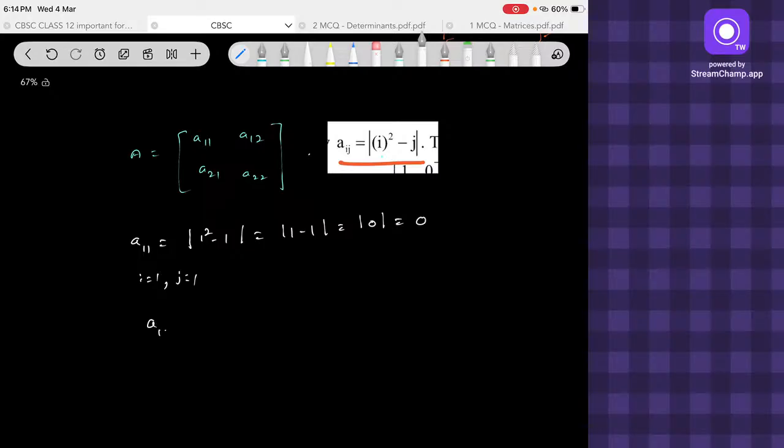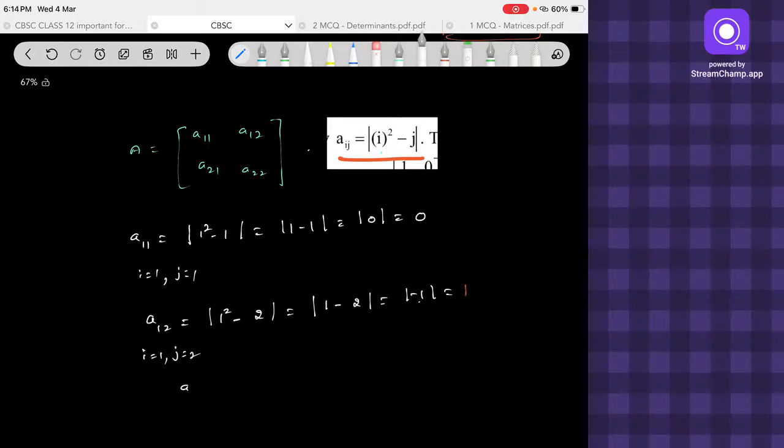Next a12: in place of i 1, in place of j 2. We get mod of 1 square minus 2, that is 1 minus 2, equal to mod of minus 1. Inside a modulus, any number always gives a positive number, so that is equal to 1.